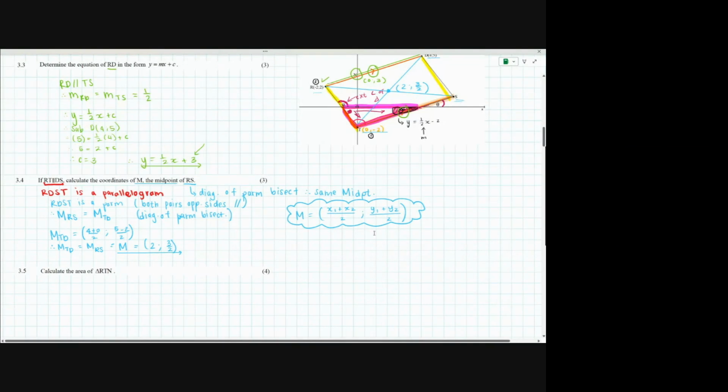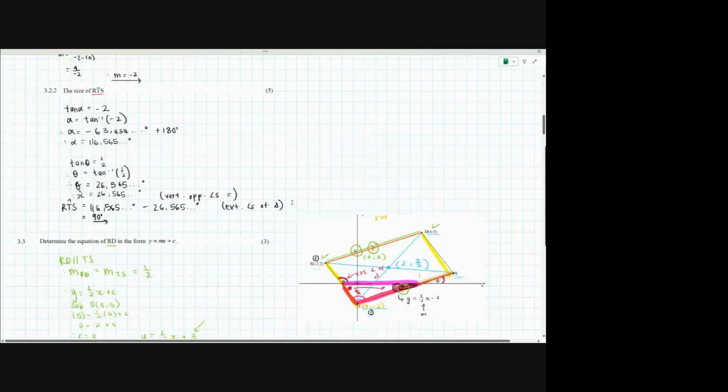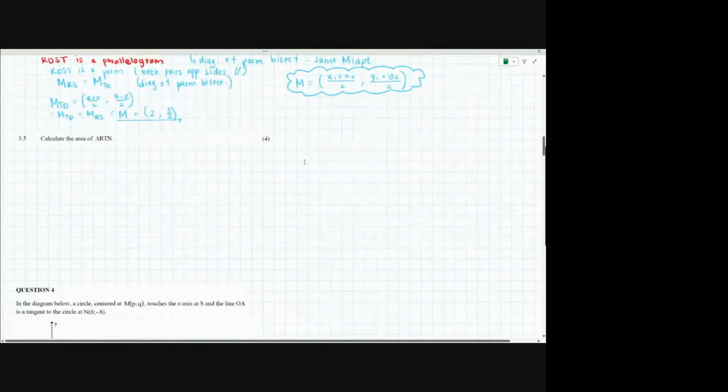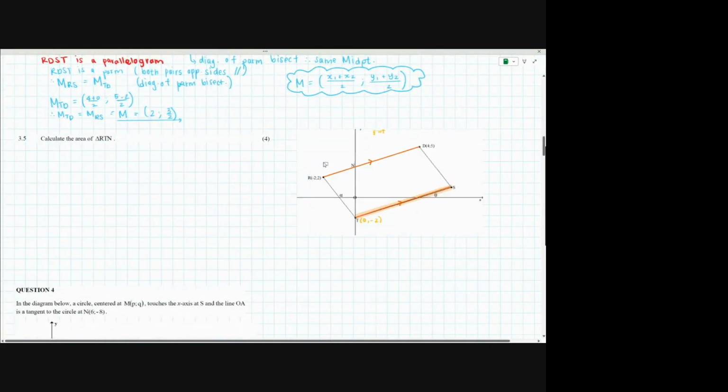Right, 3.5 says calculate the area of triangle RTN. Rather than working with that somewhat chaotic diagram, let's put a diagram here for ourselves. So the area of RTN: again, there are a few ways that you can answer this question. It's going to be completely up to you. So here's triangle RTN. Not my best triangle I've ever drawn, but whatever.